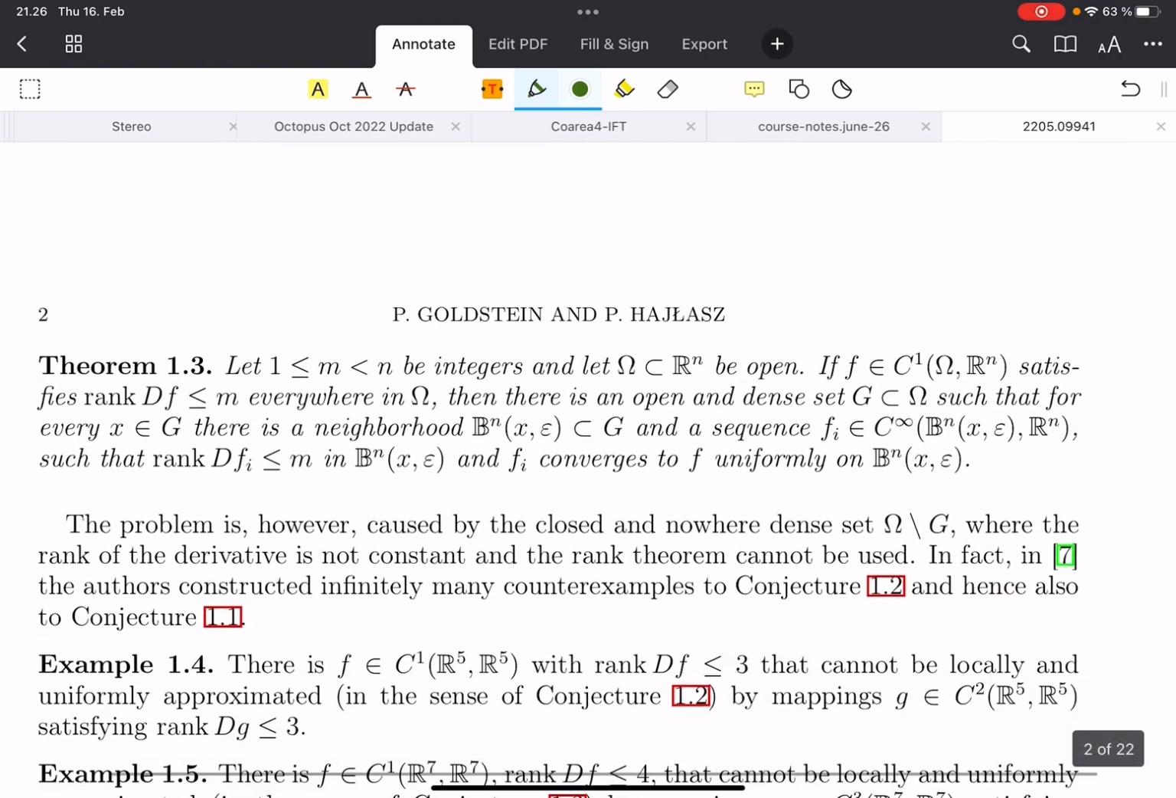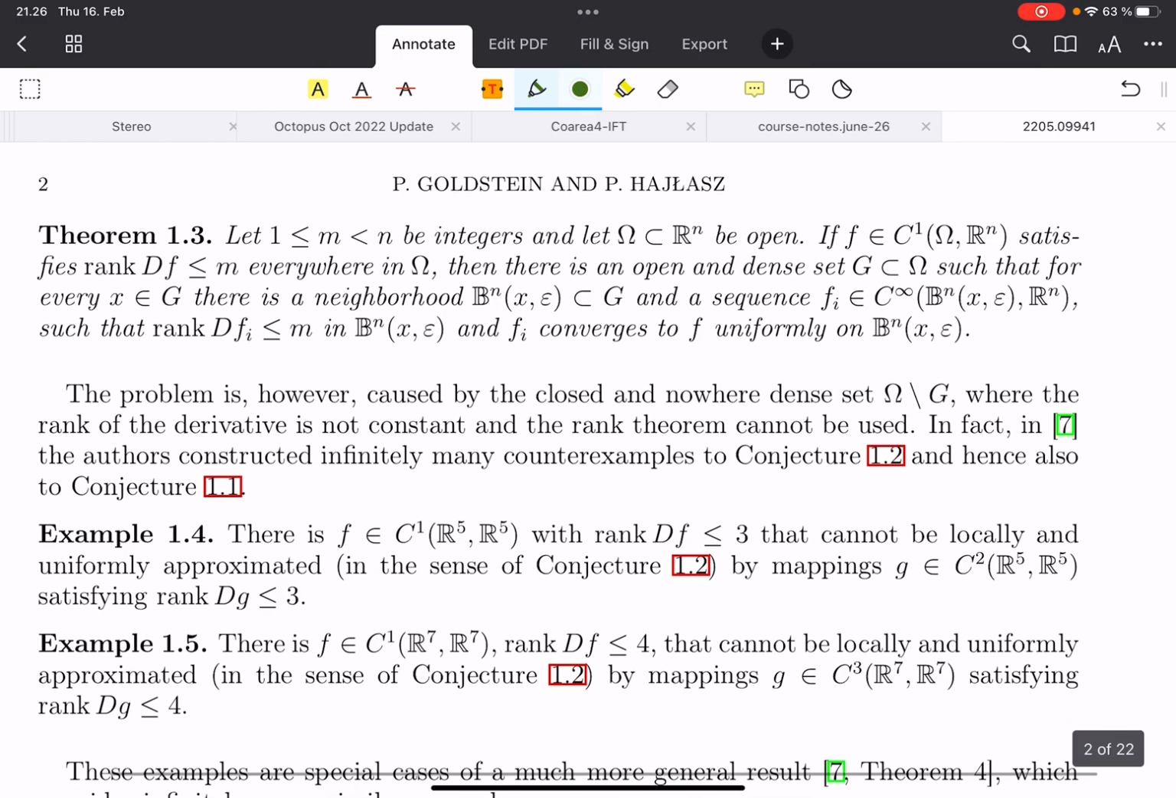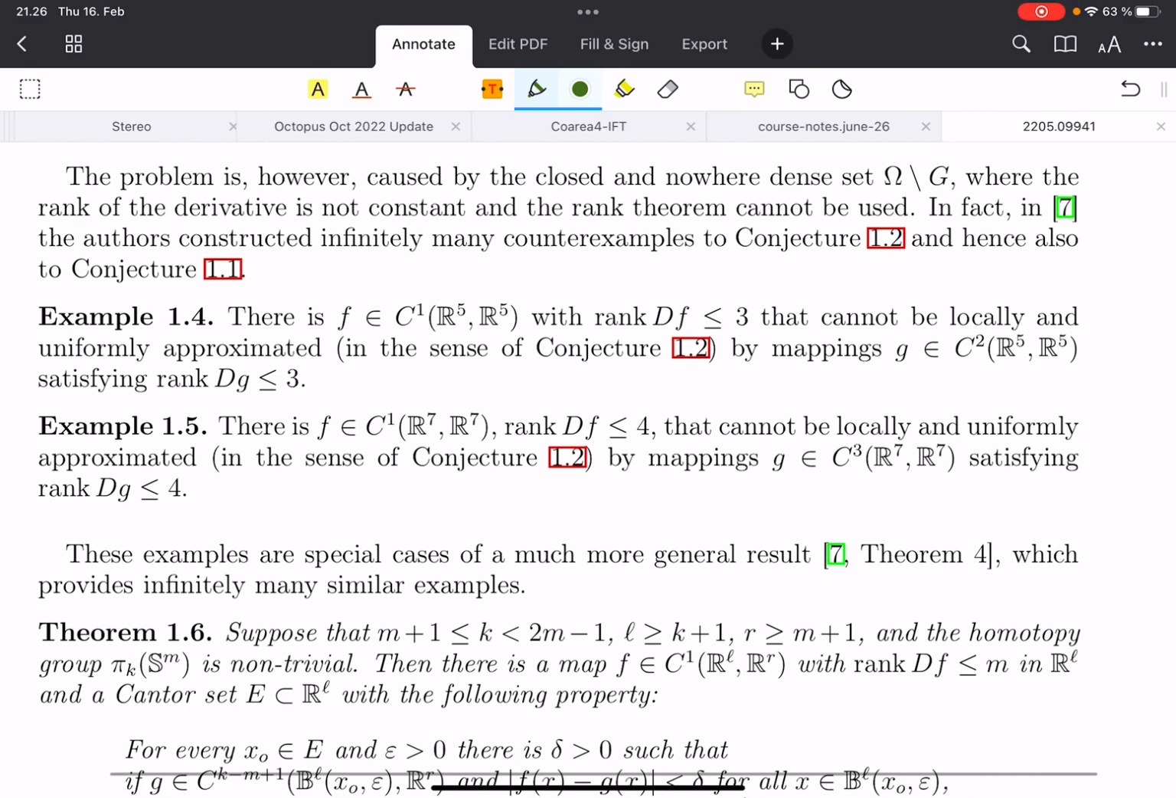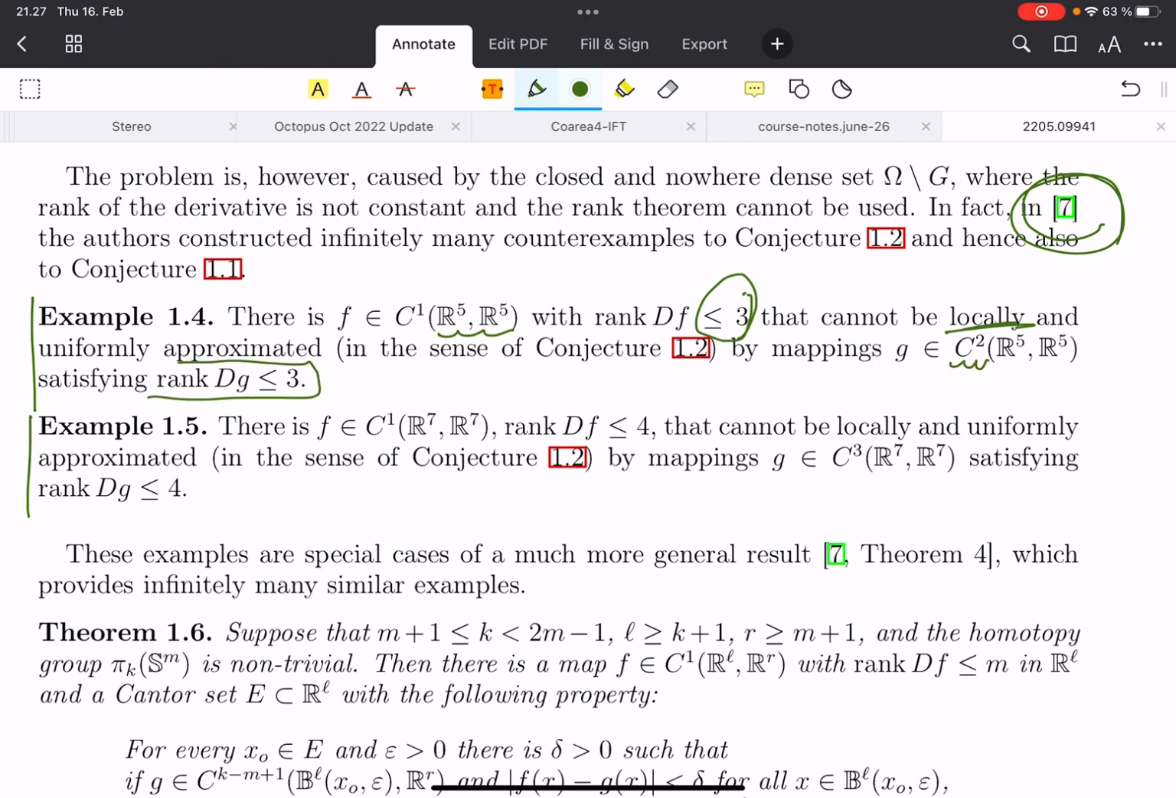So they had a previous paper, this paper [7], that they reference a lot here. And from that paper, they quote two examples. There exists some C1 map from R^5 to R^5, its rank is less than or equal to 3, but it cannot be, even locally, uniformly approximated by C2 mappings which also preserve this rank.